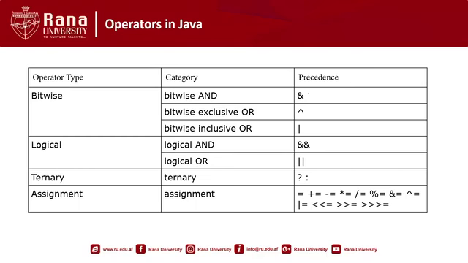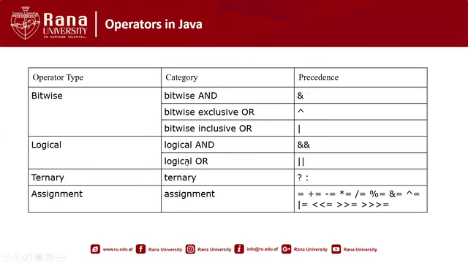For example, you want to know if the username is equal to this value and the password is equal to this value. If both of them are correct, then the result will be correct, because the logical AND operator tests two conditions, the first condition and the second condition. If both conditions are true, then the result will be true. If one of them is false, then the result will be false.